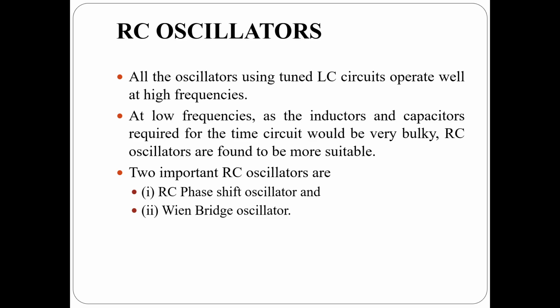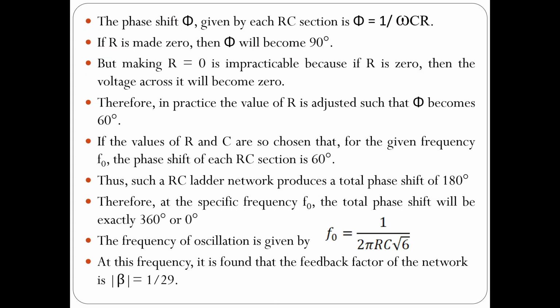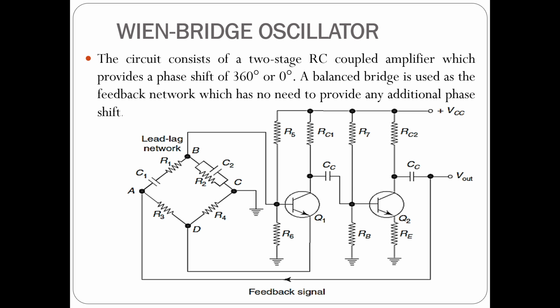Next, RC oscillators. So RC phase shift oscillators and Wien bridge oscillators. The RC phase shift oscillator uses a cascade connection of high pass filters, and also low pass filters. So next one, Wien bridge oscillator. The Wien bridge oscillator uses a two-stage RC coupled amplifier, which provides a phase shift of 360 degrees. A balanced bridge is used as the feedback network, which has no need to provide any additional phase shift.